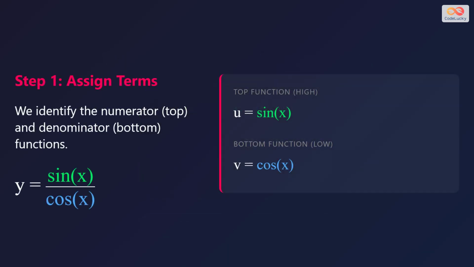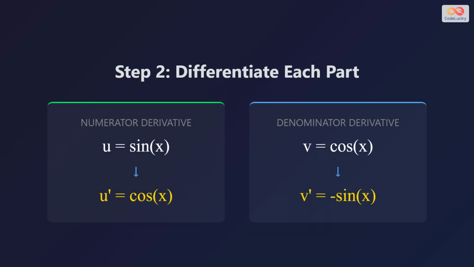Let's assign our terms. Our top function, u, is sine of x. Our bottom function, v, is cosine of x. Now we find the derivatives of these individual parts. The derivative of sine x is cosine x. The derivative of cosine x is negative sine x. Watch out for that negative sign. It is very important.